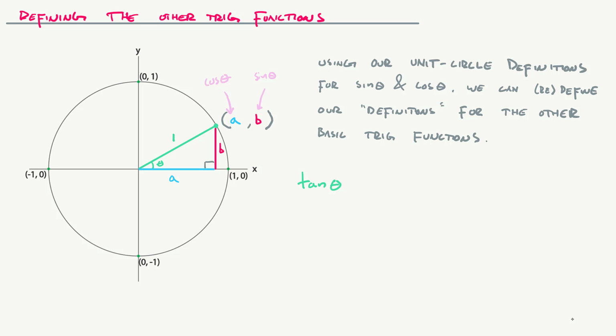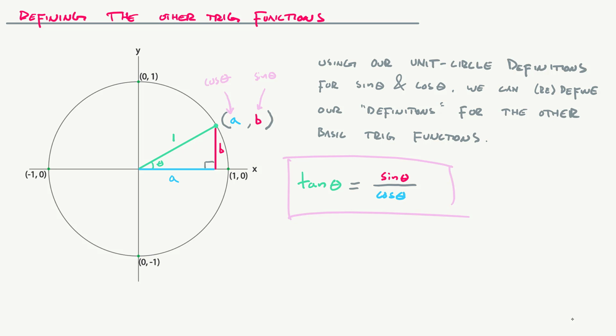Now, from right triangle trigonometry, we know that tangent is opposite over adjacent, so that's b over a. Well, b is the sine function, and a is the cosine function. So tangent can be redefined on the unit circle as sine over cosine.